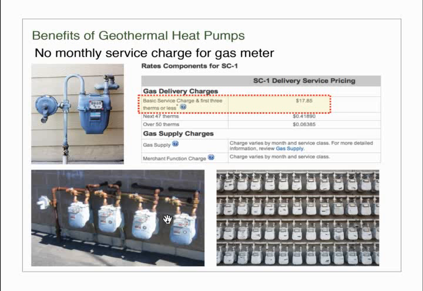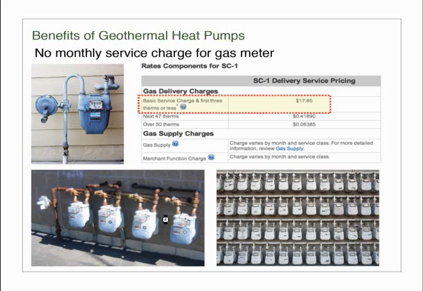I mentioned the basic service charge for gas. The idea of an all-electric house with a heat pump that can both heat and cool. If gas is not being used for any other purpose, in this case, in my local utility, that'd be eliminating almost $18 a month, just the basic service charge plus the first 3 therms of gas.